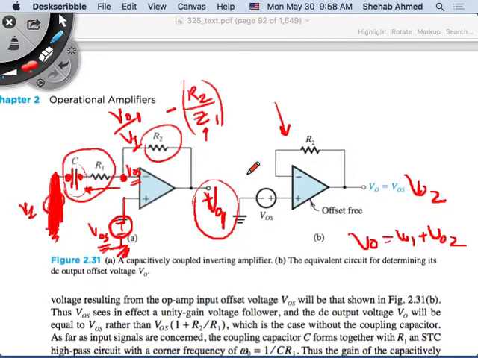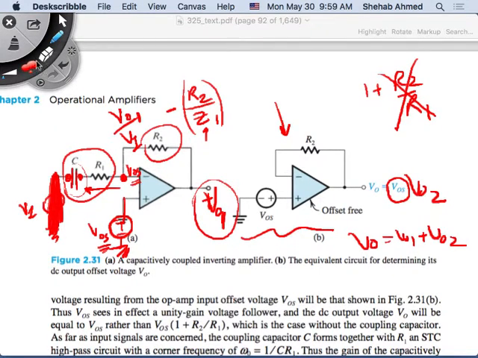So now, what's the nice thing about this circuit? So now this is my new circuit. What is the gain? This is a non-inverting amplifier. Gain is 1 plus R2 over R1. R1 is infinite, so this goes away. So what's happening to my output due to the offset? I'm not amplifying the offset.